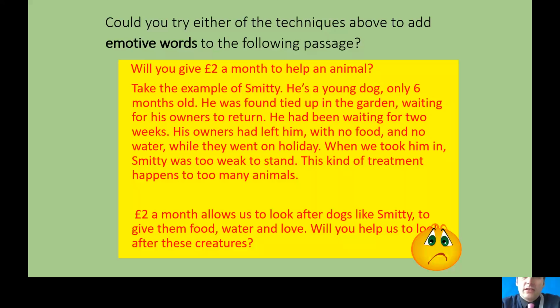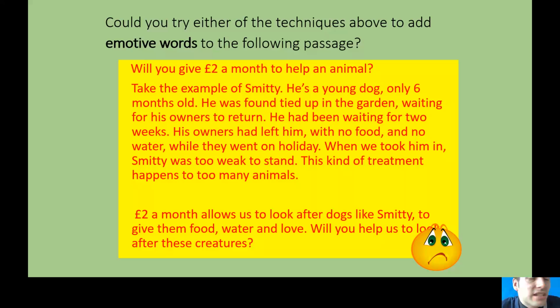As I read through that, one of the key points I noticed was there were very few adjectives. The description of Smitty and the owners could be embellished, could be improved with a greater use of adjectives. I also felt that there were very few adverbs, and I wondered whether I could think of cruelly, carelessly, selfishly. I'd like you just to jot down a few word points that you think you could have added to that.